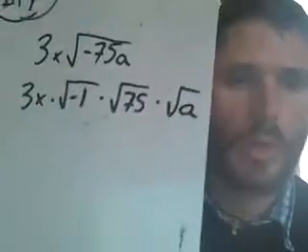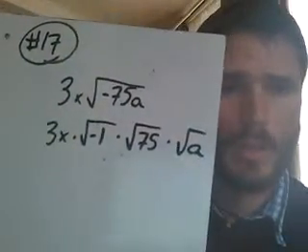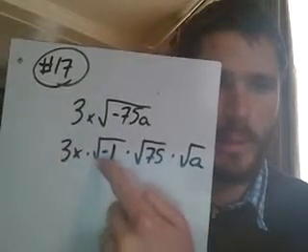So I'm going to start with a very basic step of just splitting -75a into 3 factors. We have -1, we have +75, and we have a, all of which are their own square roots. Okay, you see what I did? Why did I choose -1 as one of the factors? Well, we know what the square root of -1 is. It's simply i. So I'm simply going to change the square root of -1 to i.